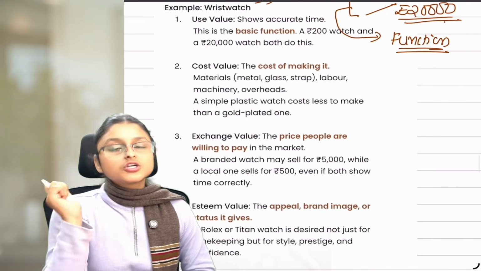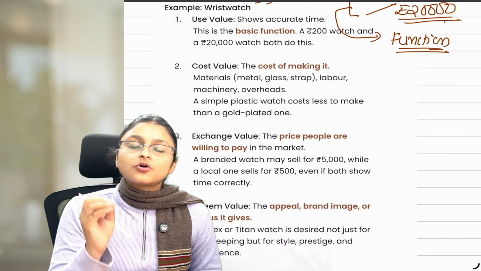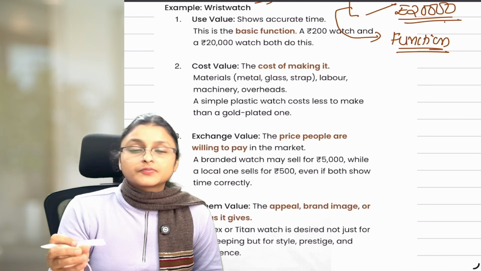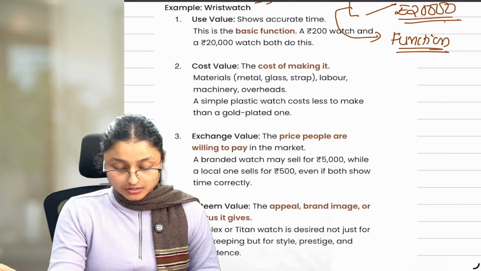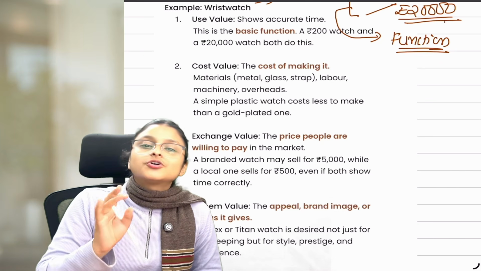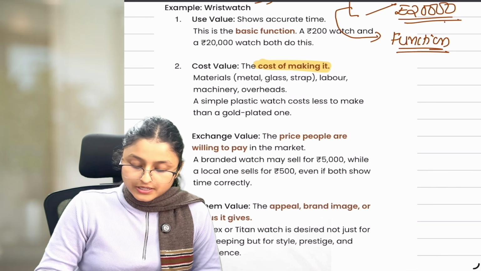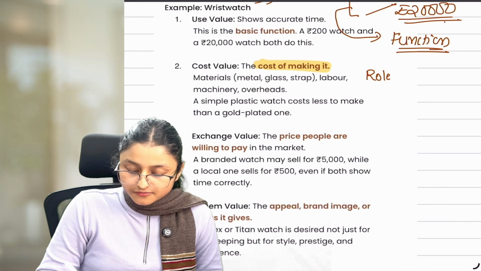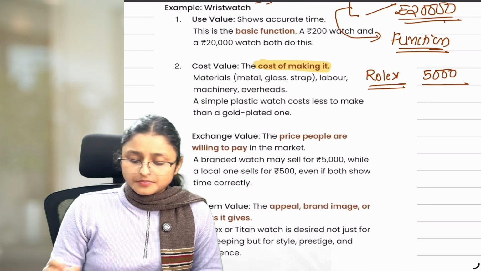Next comes cost value. Cost value is the cost of production. So whatever cost you have incurred to make that product, whether it be material, labor, overheads or other expenses, all of these are the cost value of the product. This is the cost of making it. So let's assume that for a Rolex watch, 5,000 rupees is incurred to make it. That is the cost of it.